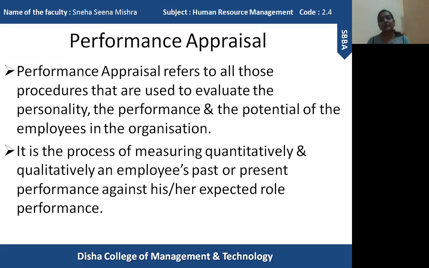So there are various other things. So performance appraisal simply means evaluating the present and past performance of an employee, so that the person's capability, person's potential, each and every element related to the employee can be found out, so that future decisions regarding the employee can be taken by the organization.